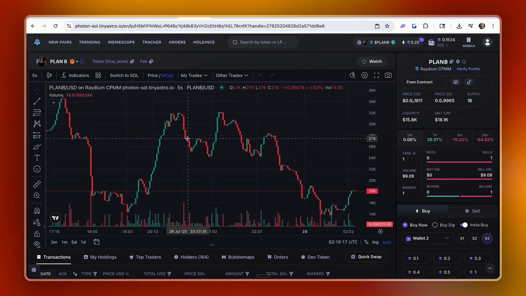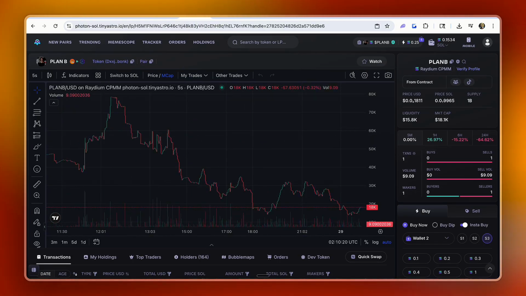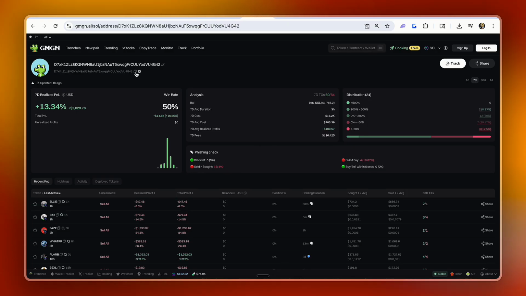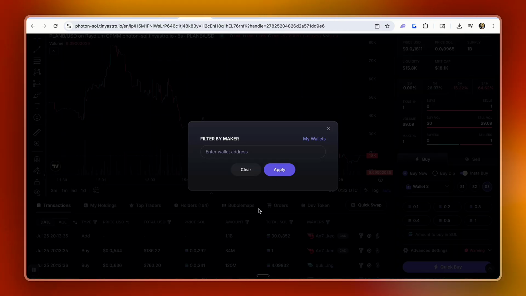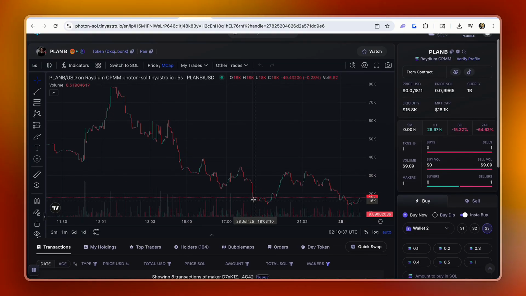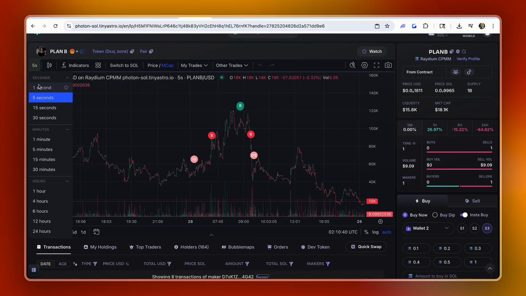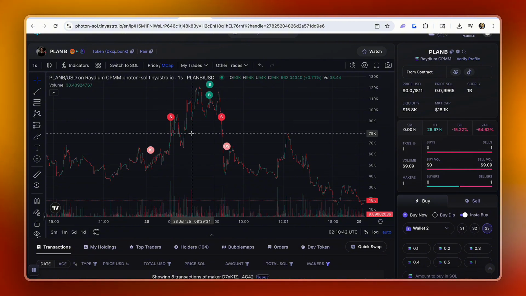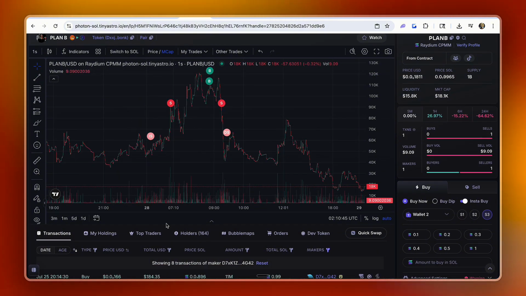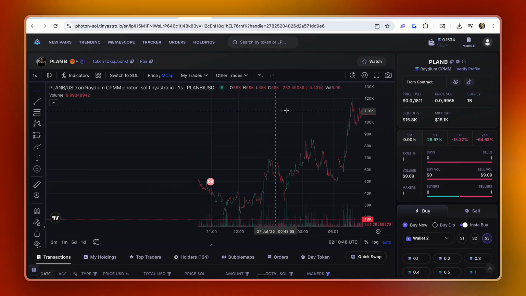So what I would do to see his actions on the chart, I would open up the token, I would come in, I would take his address, come back to the token, put him here under the transactions section to filter by maker, and you will see his transactions. I'm going to move to the 1 second chart. I always work on a 1 second chart, and I'm going to zoom all the way out and I'm going to scroll, find his first buy.